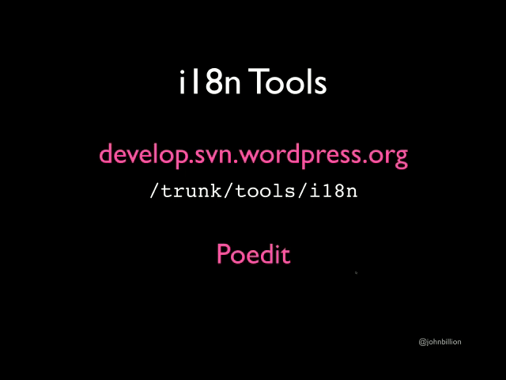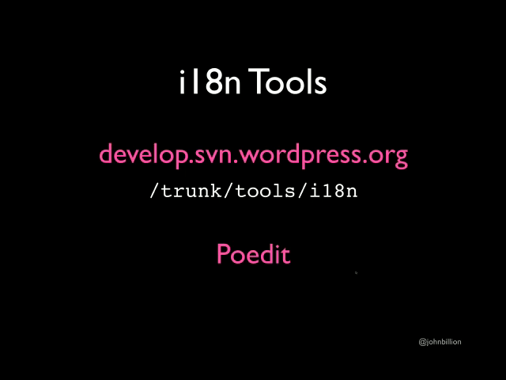Some internationalization tools are available. So I've been talking a lot about translate.wordpress.org. If you've got a plugin or a theme that isn't available on translate.wordpress.org, for example, if you've written a private plugin or theme for a client, or you're sourcing your translations from elsewhere, you still need to generate all of the strings that are going to be translated in your plugin or your theme.